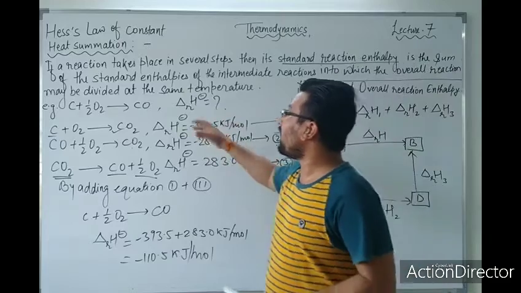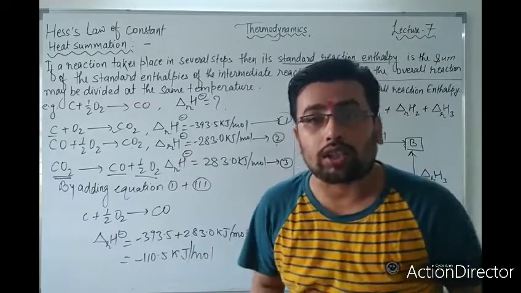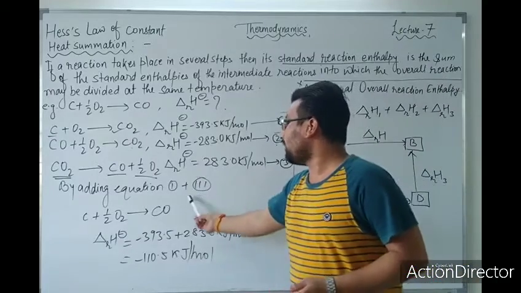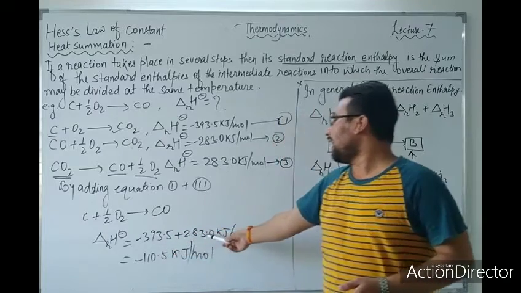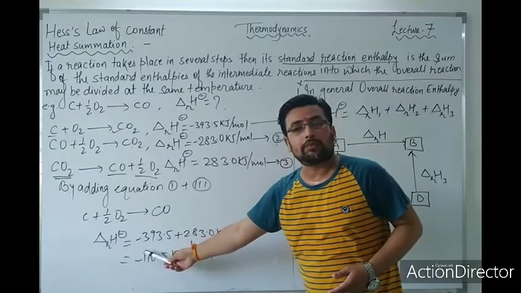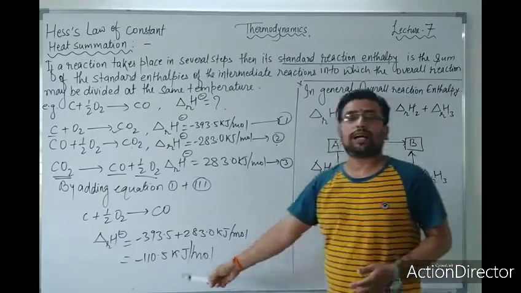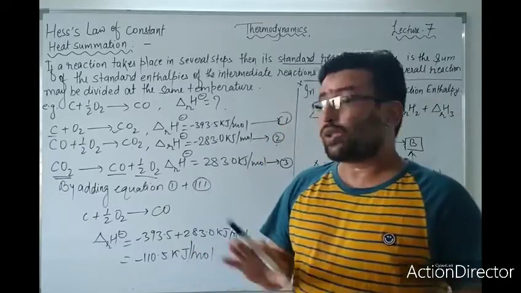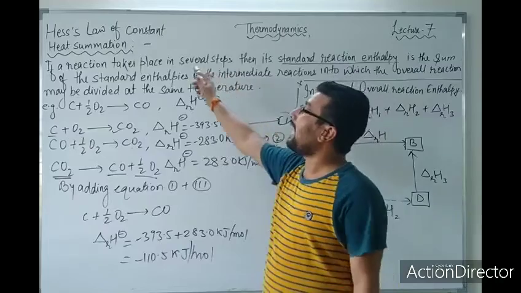So first of all, I have taken the several steps. According to the several steps, adding 1 and 3, carbon plus half oxygen gives carbon monoxide, and delta HR is equal to minus 393.5 kilojoule plus 283 kilojoule per mole, that is minus 110.5 kilojoule per mole. So why have I elaborated all these things? Because to understand Hess law.